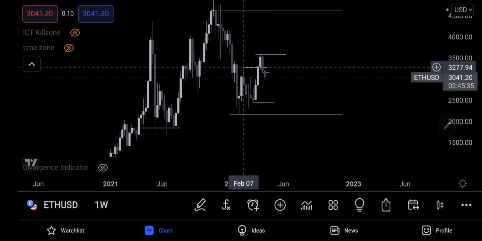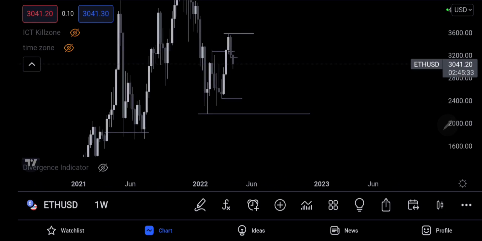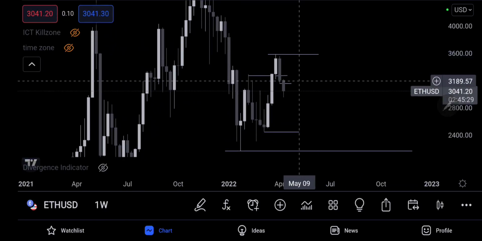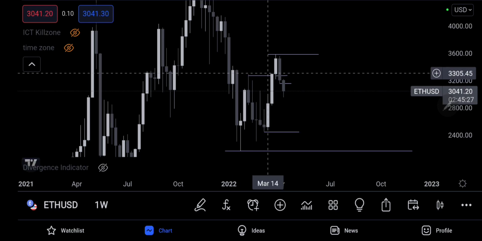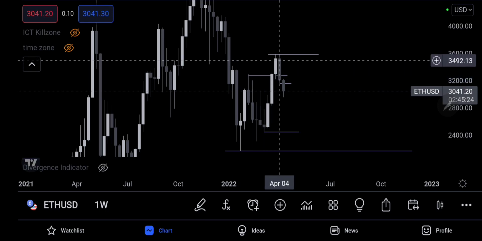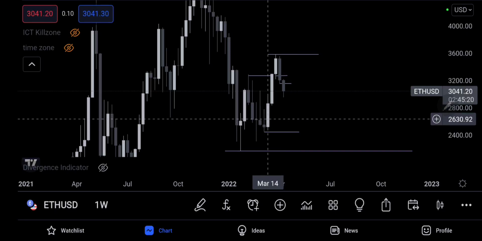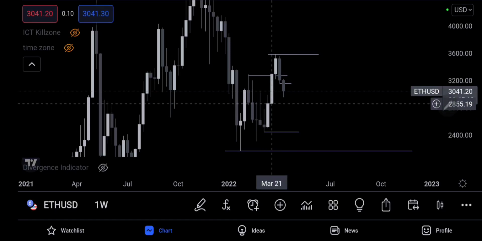Remember, this is a weekly. So right here, let's zoom in on this and focus on it. We see that this high right here was taken out right here. So therefore, I know the next order flow is for price to continue to go down, because of the fact that we have these imbalances that have to get filled.